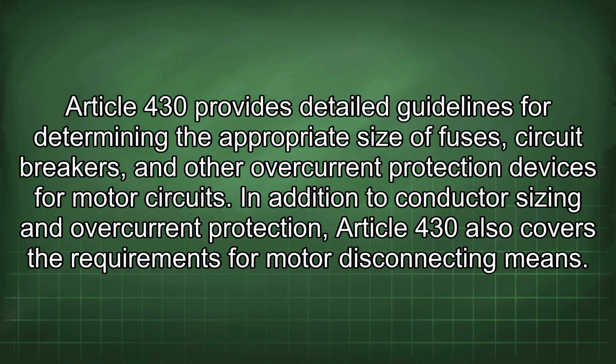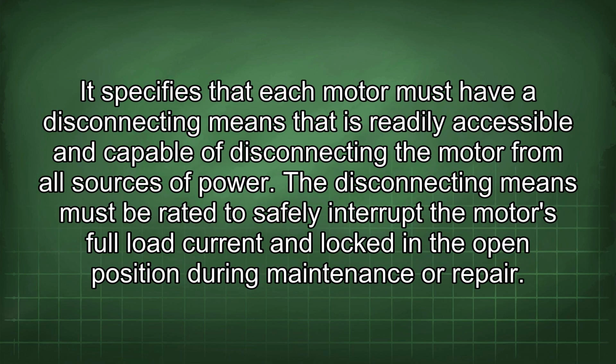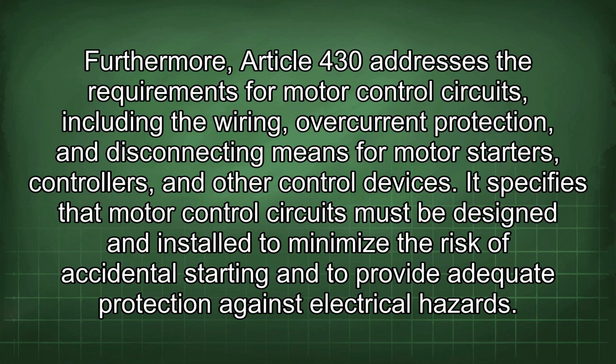devices for motor circuits. In addition to conductor sizing and overcurrent protection, Article 430 also covers the requirements for motor disconnecting means. It specifies that each motor must have a disconnecting means that is readily accessible and capable of disconnecting the motor from all sources of power. The disconnecting means must be rated to safely interrupt the motor's full load current and locked in the open position during maintenance or repair.